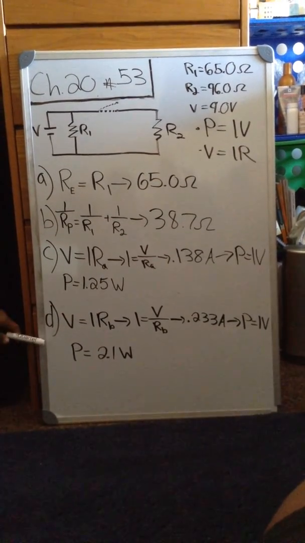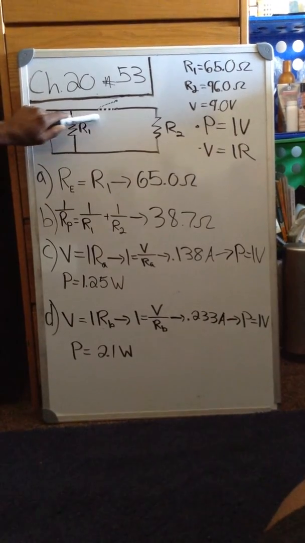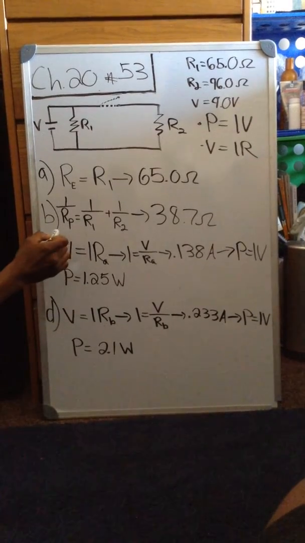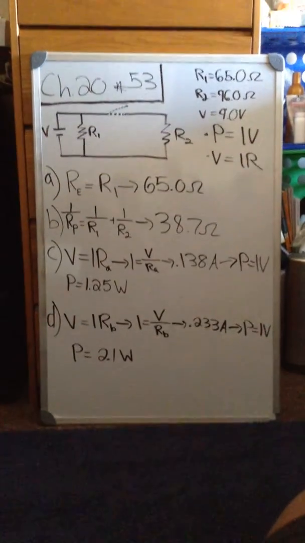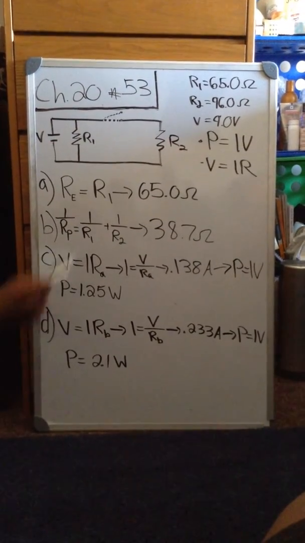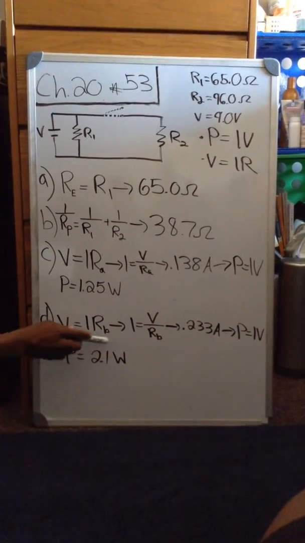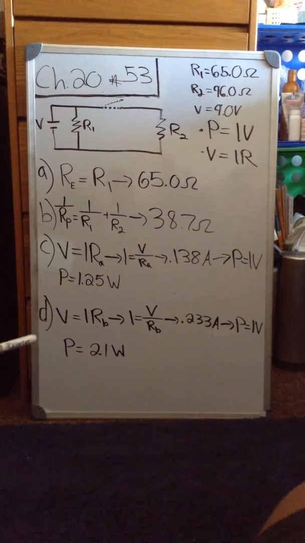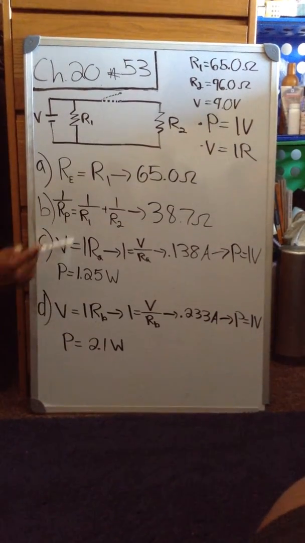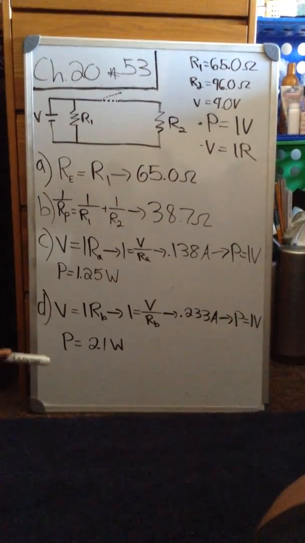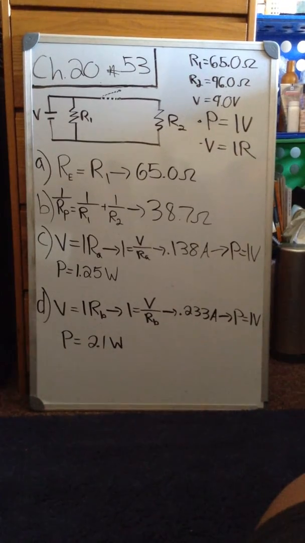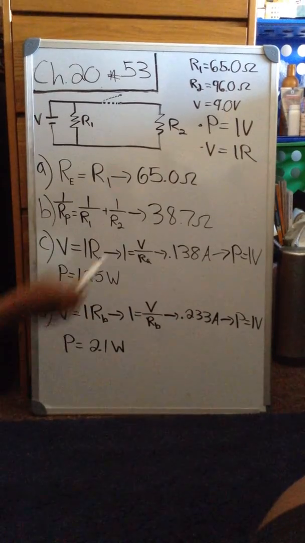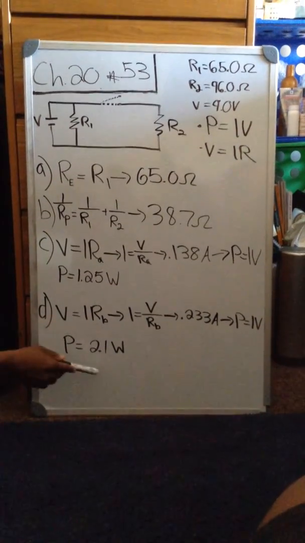And in part D, I ask for the power delivered when the switch here is closed, and we do pretty much the same process, only we're using our equivalent resistance of two resistors in parallel, like we did in part B. So we've got V equals IR. We're still solving for our current, so our current is going to be voltage over our equivalent resistance of our two resistors in parallel, and we get a current of 2.33 amps. And we do the same thing we did in part C, and we solve for our power by multiplying our new current and our voltage, which is given to us in the beginning of the problem, for a power of 2.1 watts.